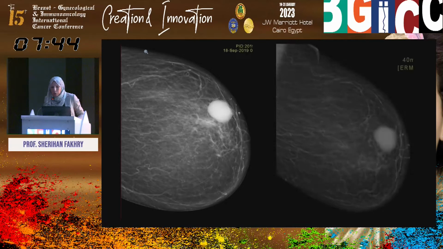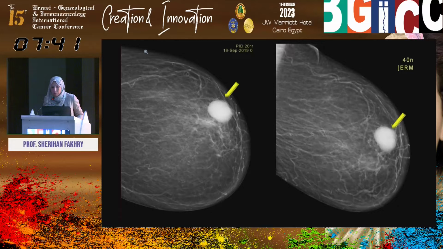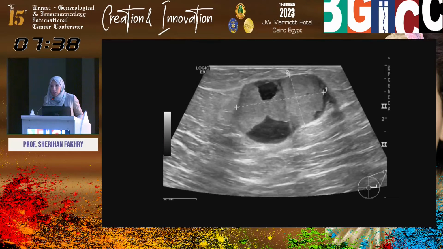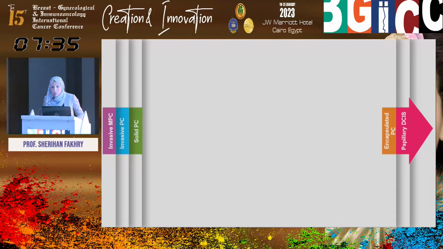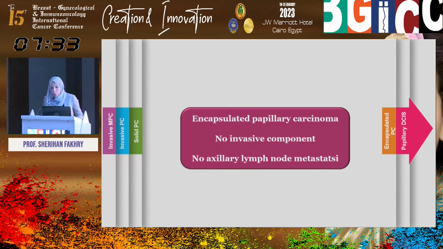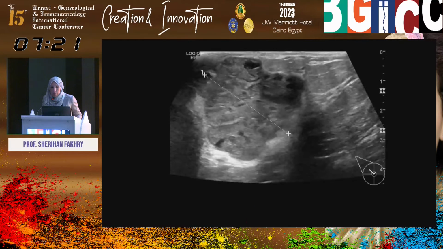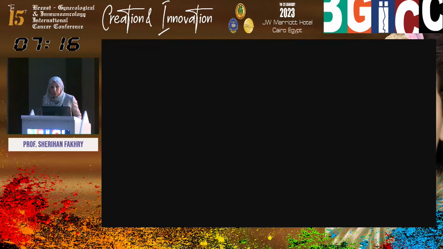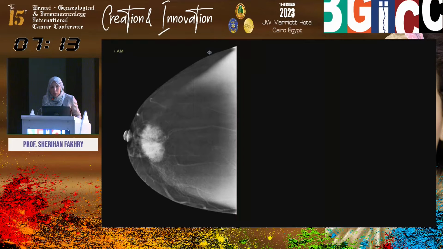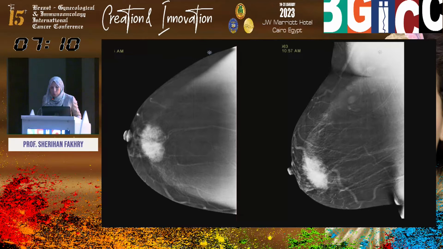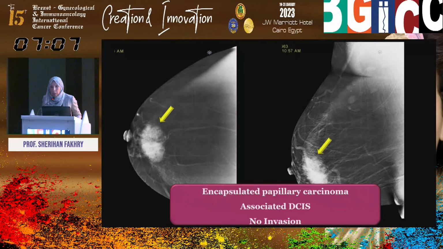In this case, mammography showed a hyperdense circumscribed lesion. By ultrasound, there was a complex solid cystic lesion, and pathology revealed encapsulated papillary carcinoma with no invasive component. Another case: right retroareolar large rounded mass with indistinct margin. By ultrasound, there was a predominantly solid lobulated lesion resembling phyllodes tumor, and by contrast enhanced mammography, there was corresponding heterogeneous enhancement. Pathology revealed encapsulated papillary carcinoma with associated DCIS.